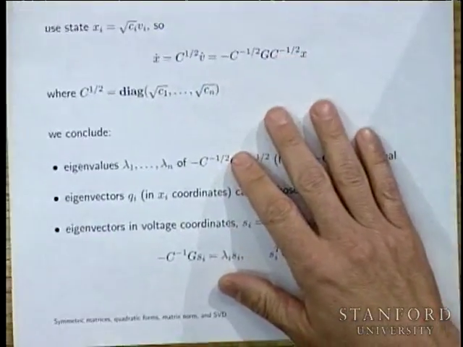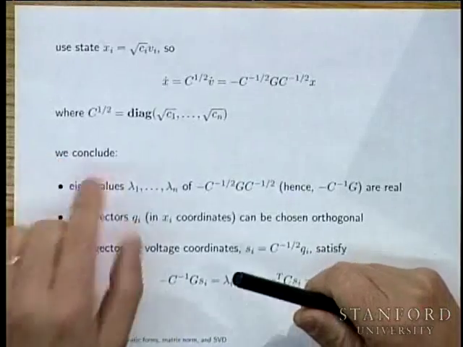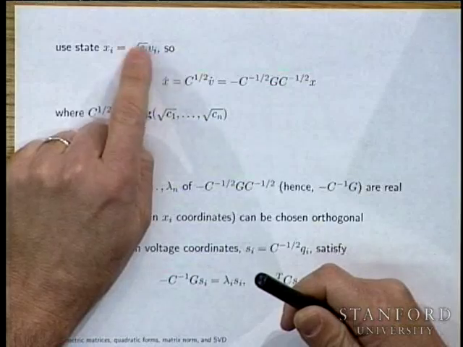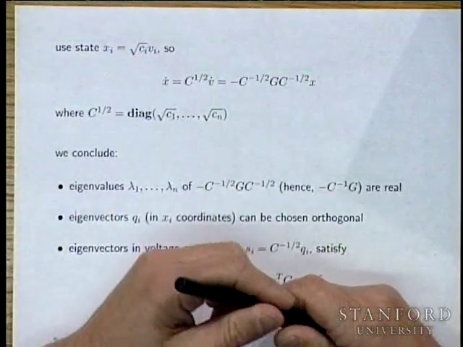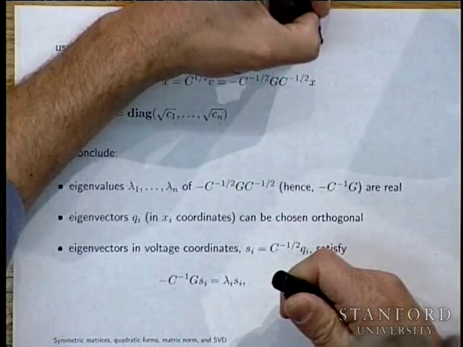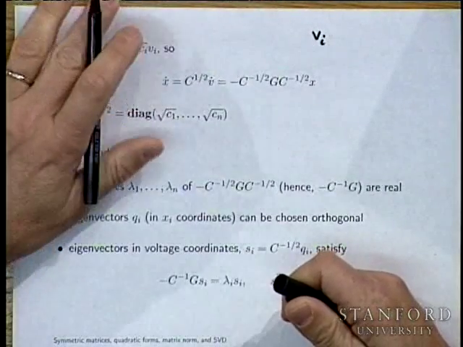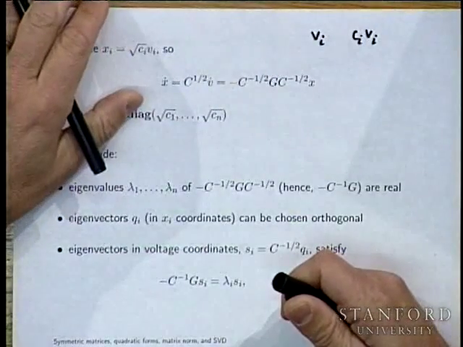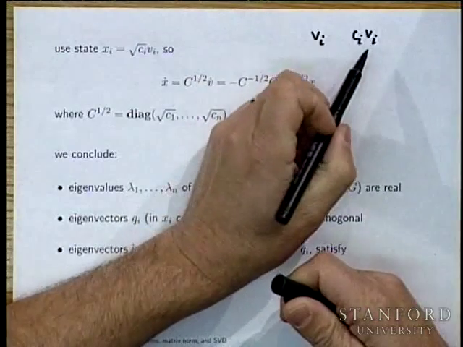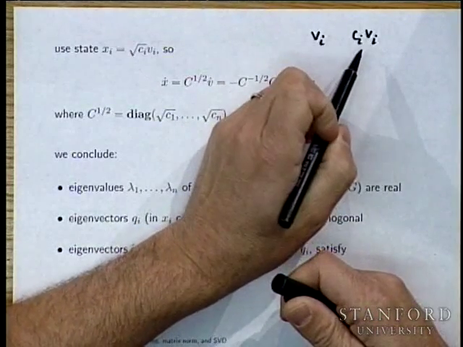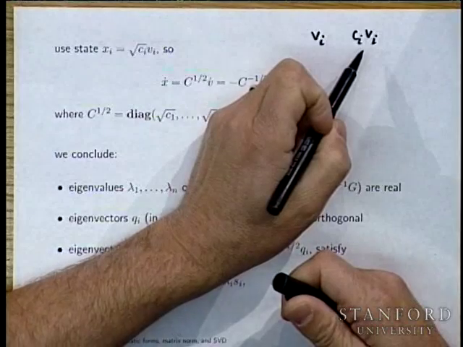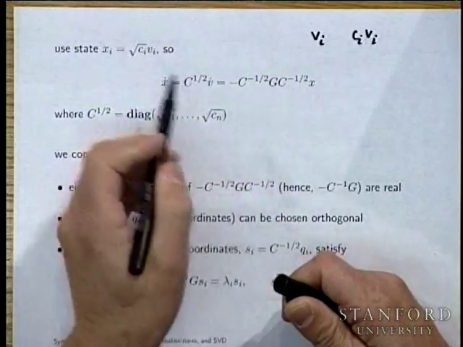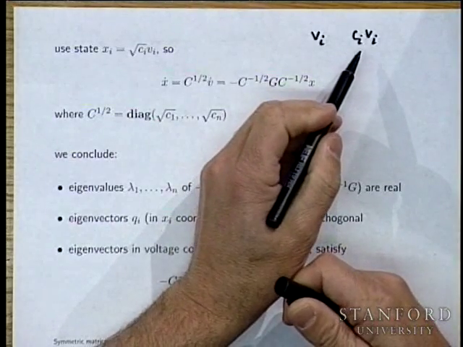And to change coordinates to make it symmetric, we use a rather strange state. It's the square root of the capacitance times the voltage. Now that's kind of weird because that's a reasonable choice of state. That's voltage. That is an entirely reasonable choice of state. This is measured in volts. That's the charge. So you could use the charge. This is in coulombs. That's in volts. But in fact, you're using something that's halfway in between.